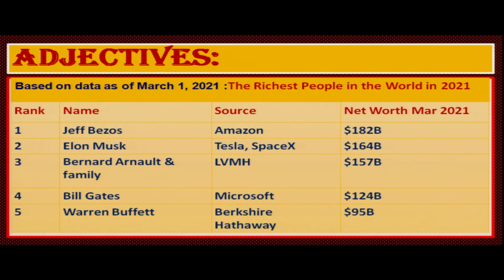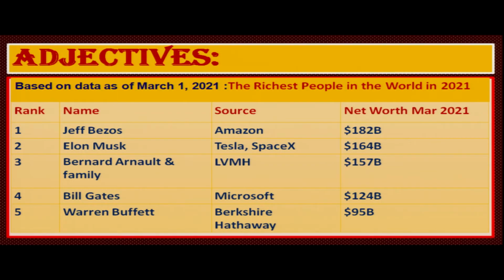You just see the chart. You have already seen the richest persons of the country and the world. Based on the data of March 1st, 2021, I have listed here the 5 richest persons of the world. So when we read grammar, we should also know some general knowledge, right? We should enrich and improve our general knowledge. The 5 persons you see, their names: Jeff Bezos, Elon Musk, Bernard Arnault and family, Bill Gates. You know Bill Gates, once he was the richest person in the world. Now he occupies the 4th place and he has invested his money in Microsoft. Then Warren Buffett. So these are the 5 richest persons in the world.